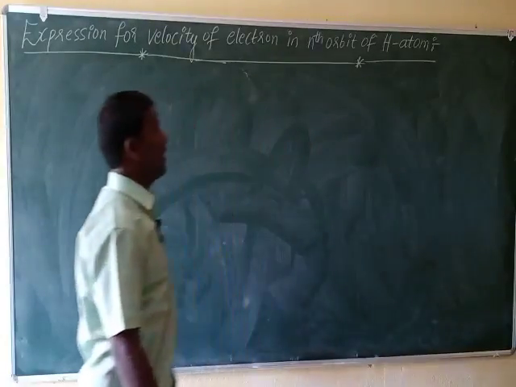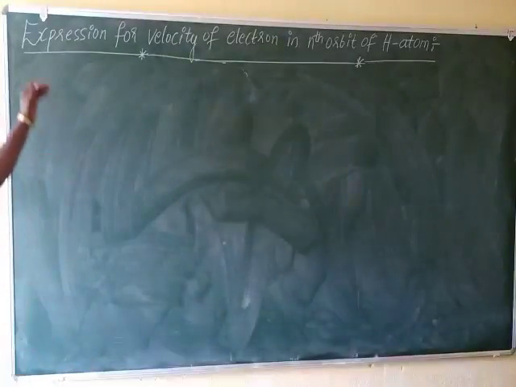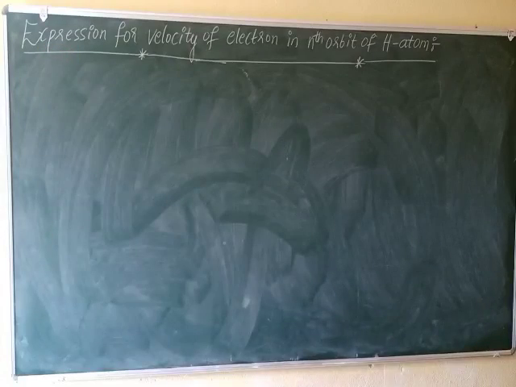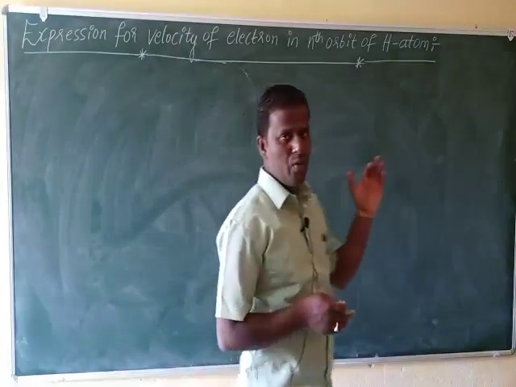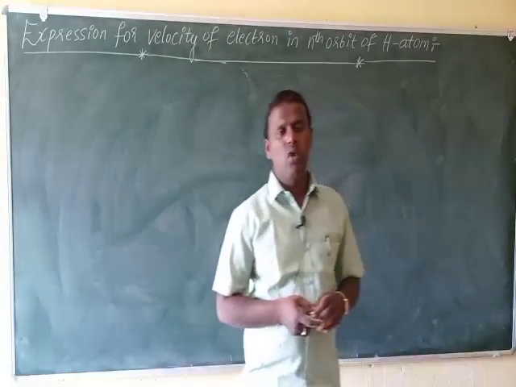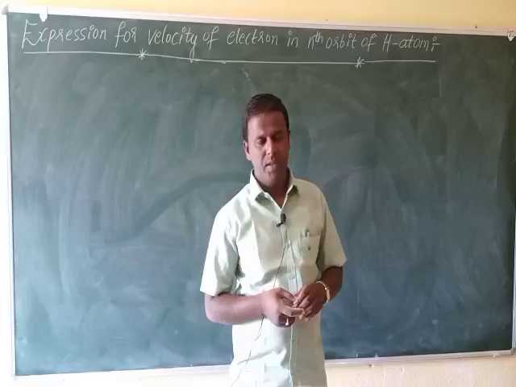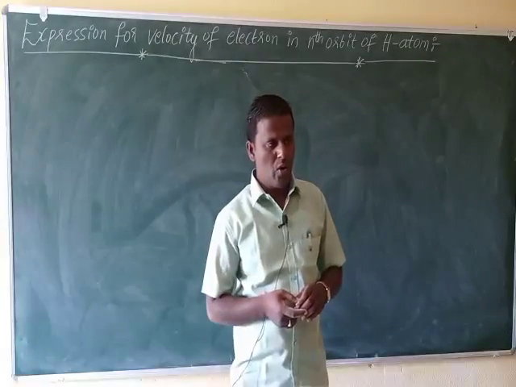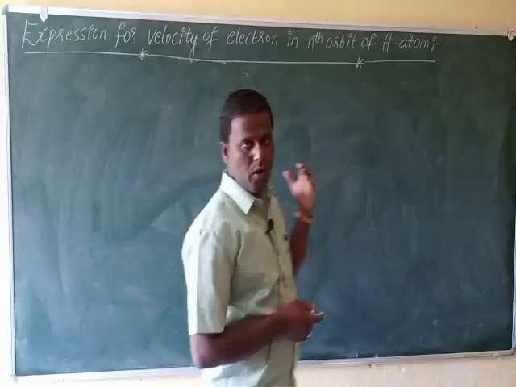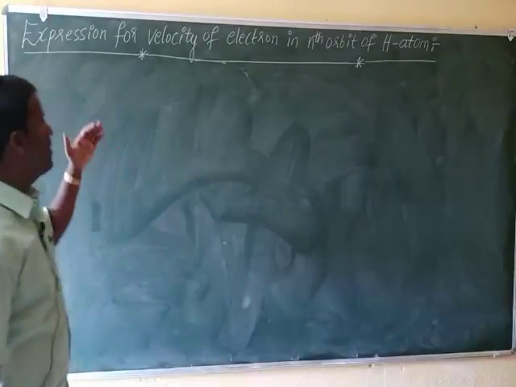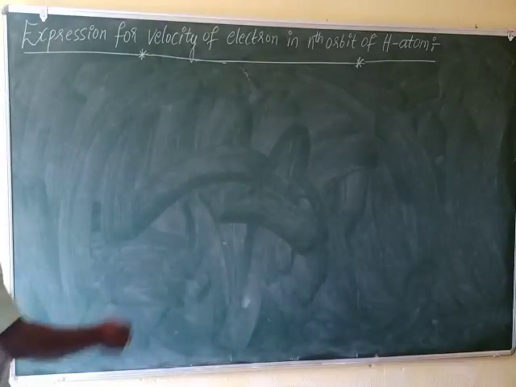So here now I am back to tell you about the expression for velocity of electron in nth orbit of hydrogen atom. So now only you learned the expression for radius. What was the final expression you got? Rn equals n square h square epsilon naught by pi m e square. So now we are going to understand the velocity of an electron in nth orbit.